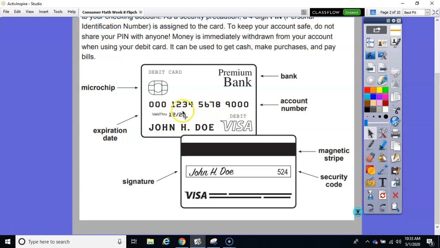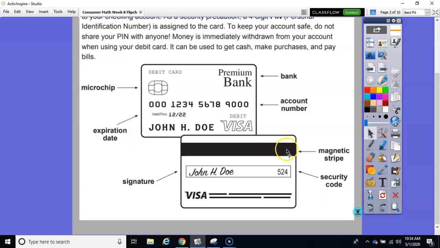And it'll have an expiration date. So this 12 and that 22, that means the 12th month of the year, so December. The 22 means 2022 for the year. It'll also have your name on your card, and then it'll tell what company is backing that card. So in this case, Visa.